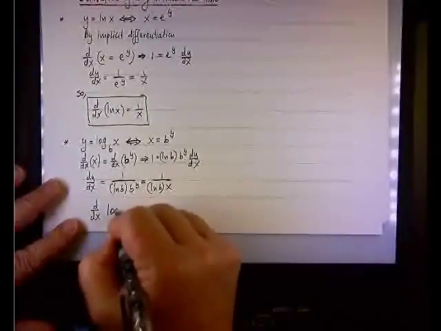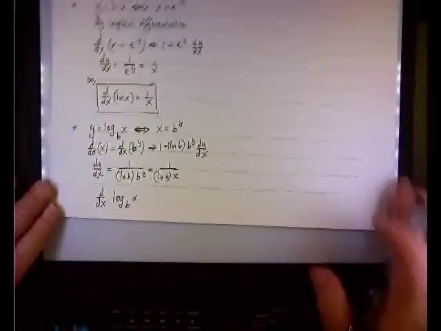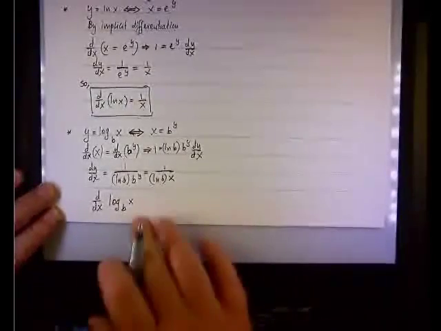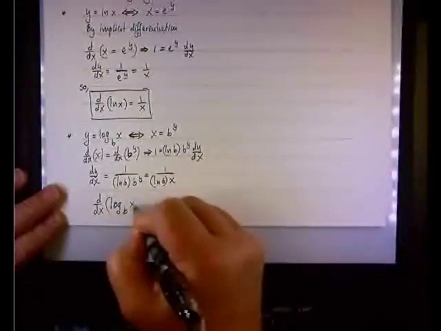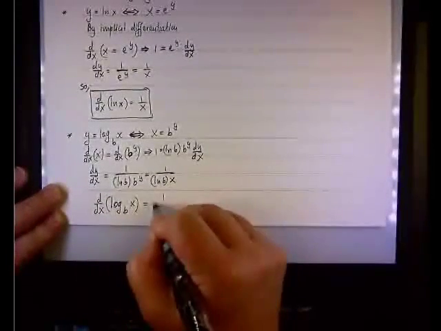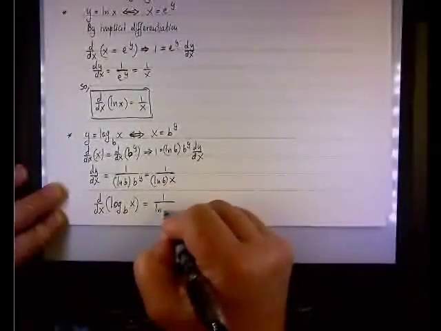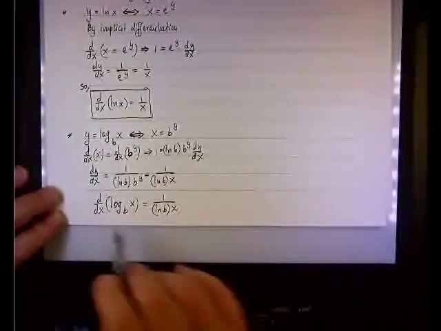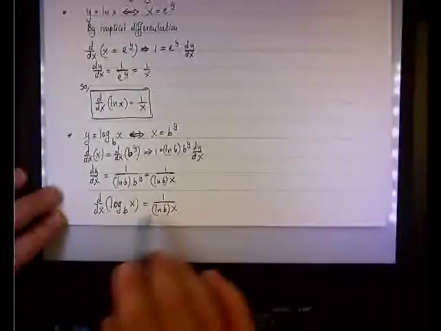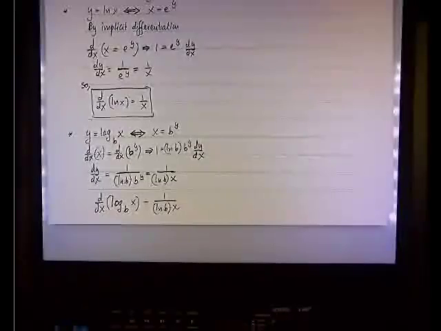This is the generic base b. Normally when we're talking about the standard, the common log, it will be log base 10, so b will be 10. The derivative will be 1 over the natural log of b times x. So if b equals 10, if we're talking about the common log, then the derivative of log x will be 1 over natural log of 10 times x.